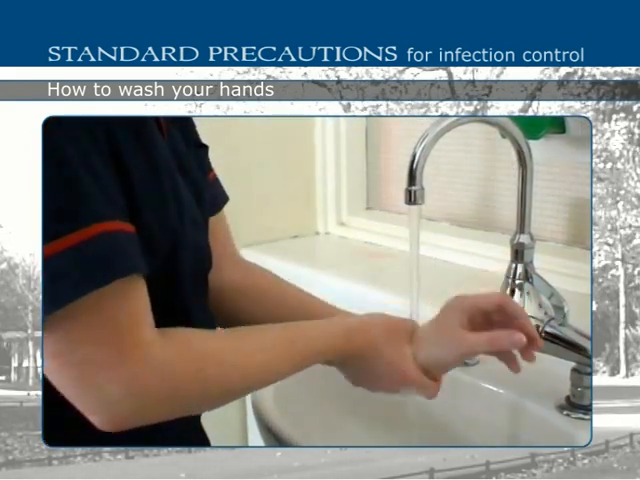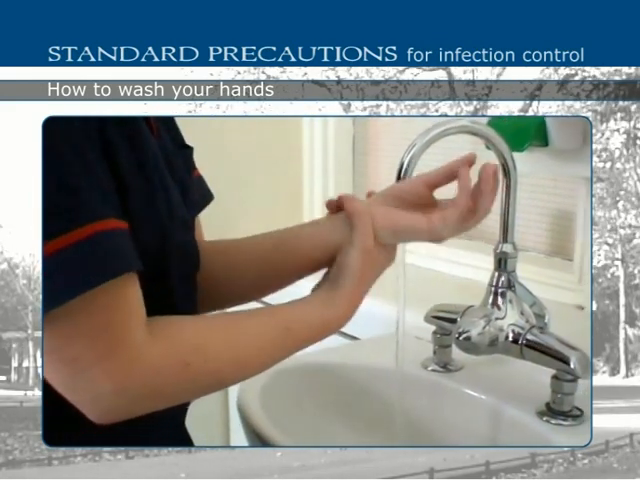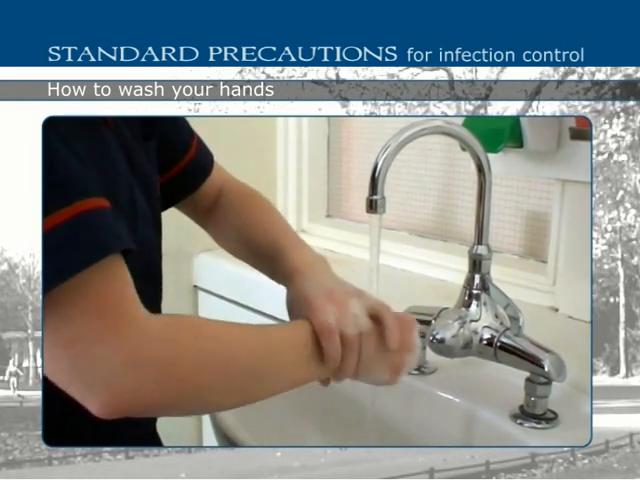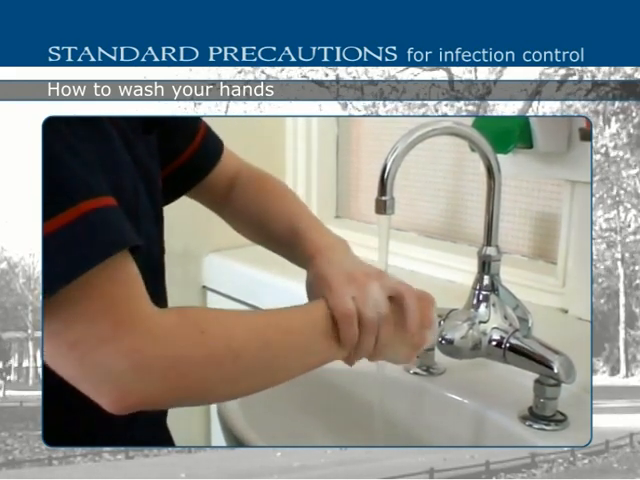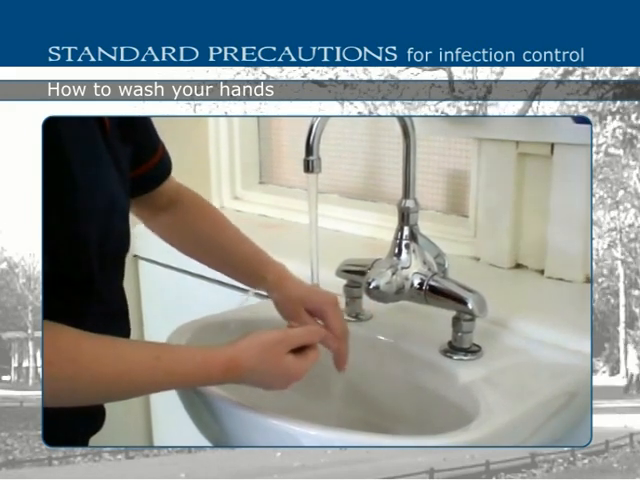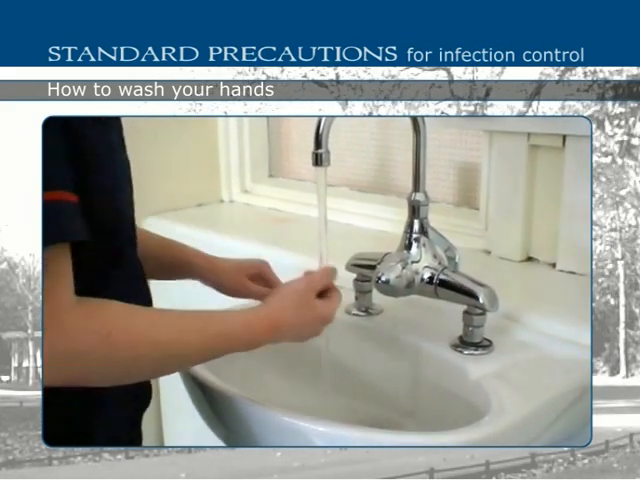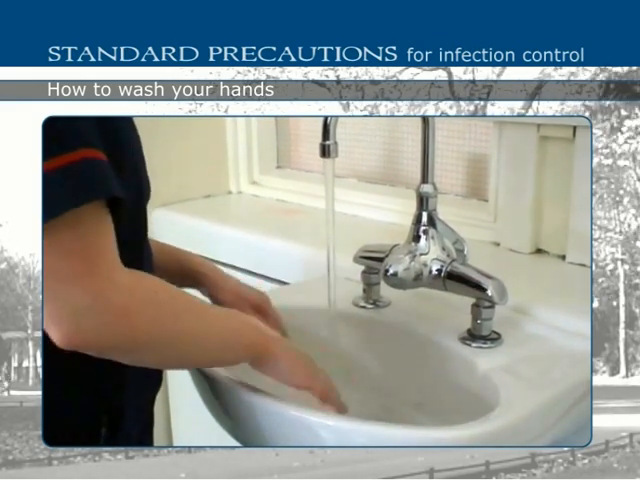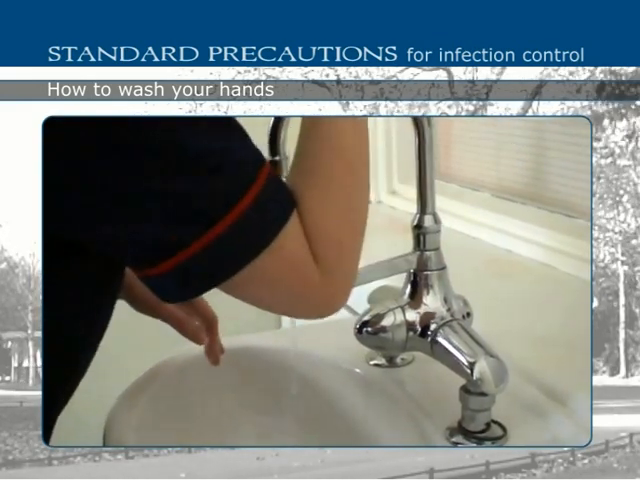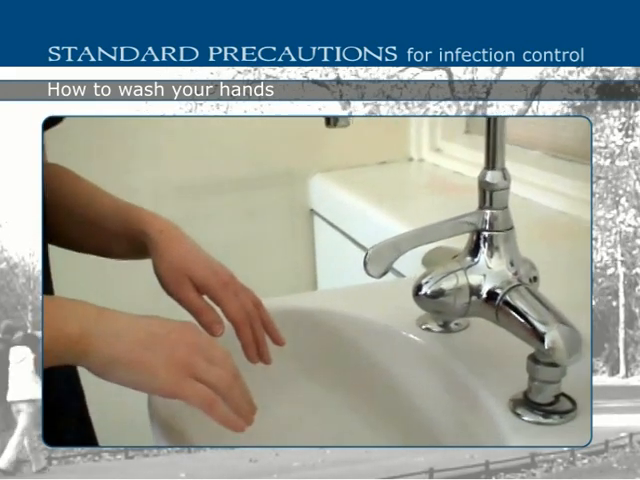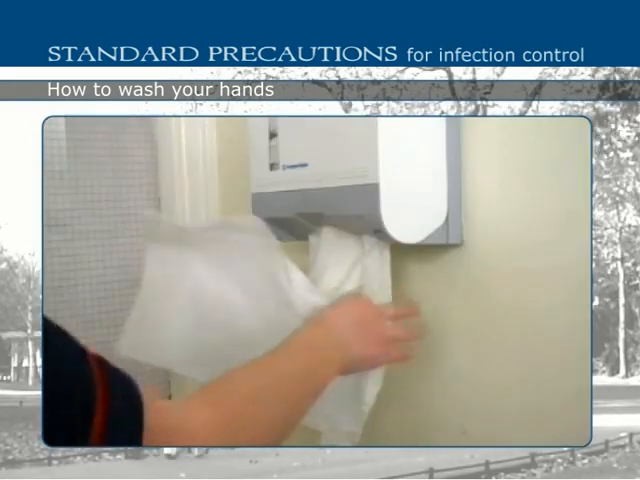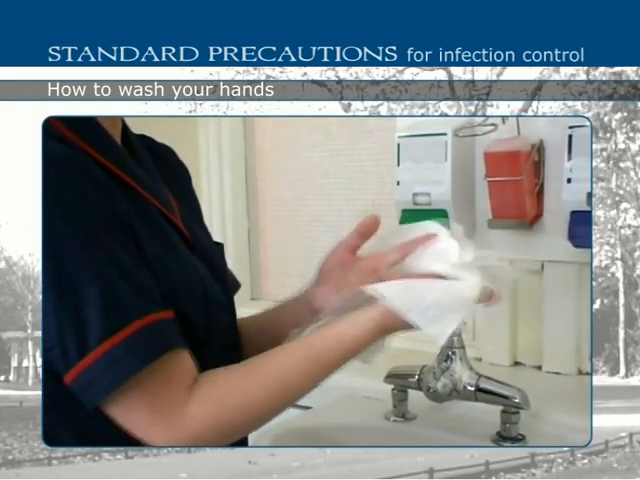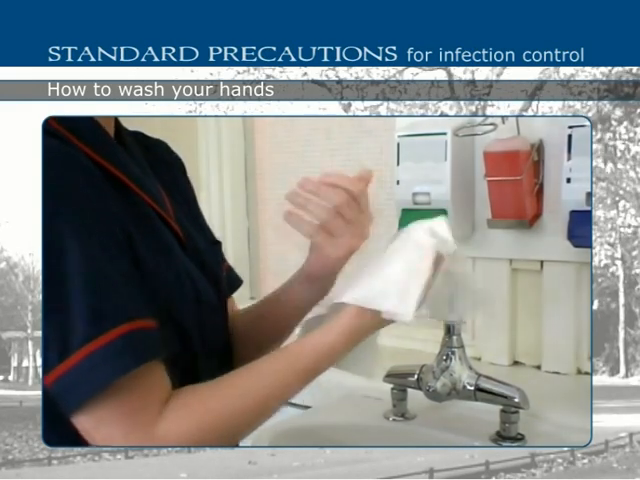Place one hand on your wrist and rotate around your wrist 5 times. Then do the same with your other wrist. Rinse your hands and wrists thoroughly under running water to remove all traces of soap. Turn off the taps using your elbow, making sure not to touch the taps with your clean hands. Dry your hands completely using a disposable paper towel. When drying your hands, start from the fingertips and move towards the wrist.